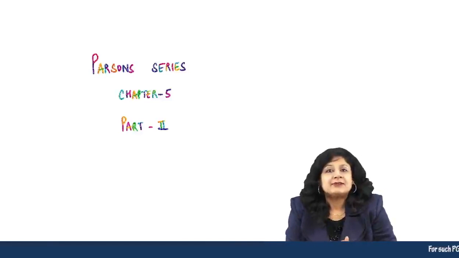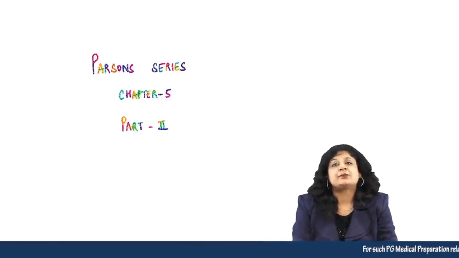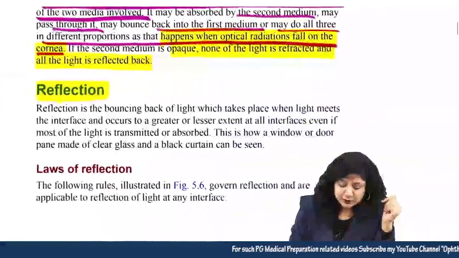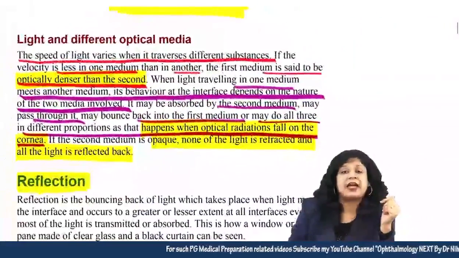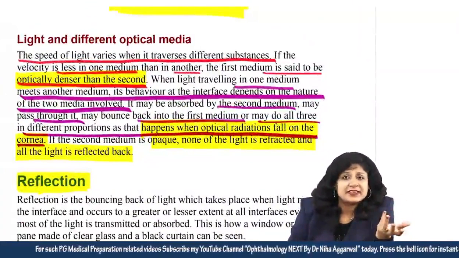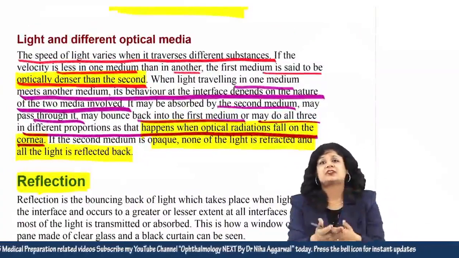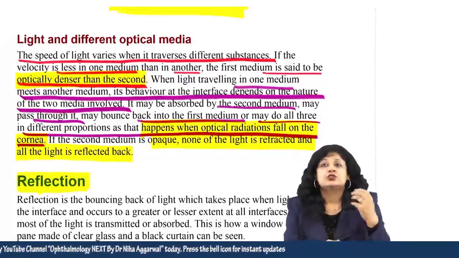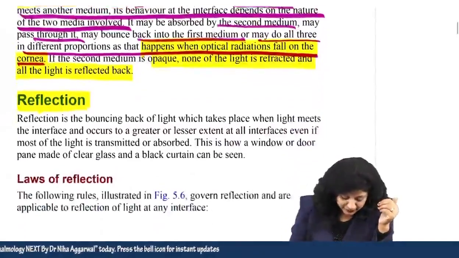Hello guys, welcome to the Parson series, and this is part 2 of chapter number 5. If you remember, last time we discussed a lot of properties of light and also the different kinds of opacity media, how they were presenting different properties like constructive interference, destructive interference, diffraction and all things. So today we are going to deal with reflection.